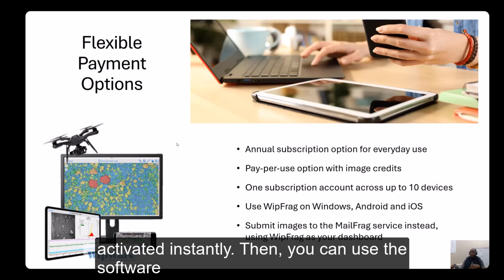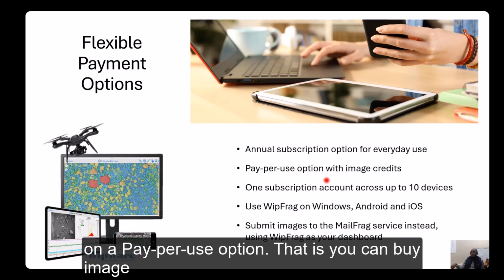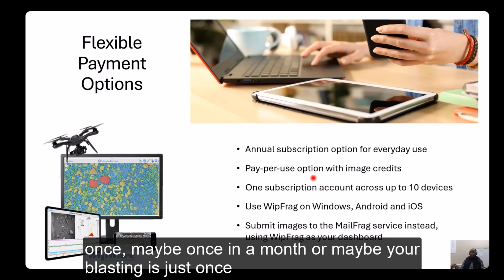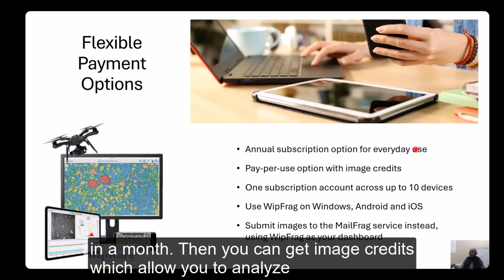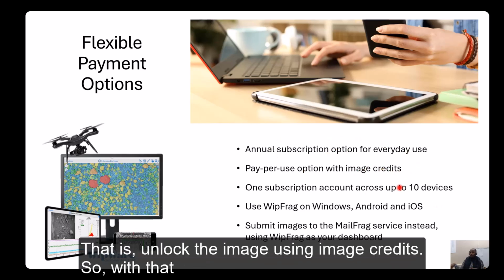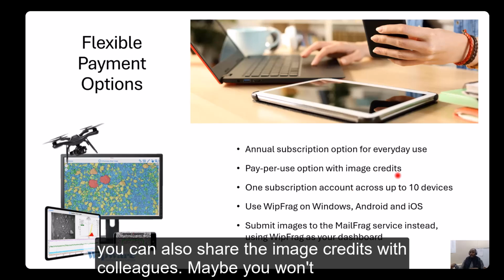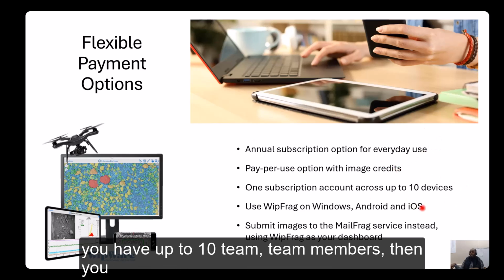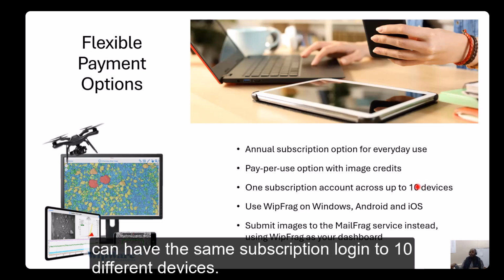Then you can use the software on a pay per use option. That is, you can buy image credits. Sometimes maybe you want to only use the software once in a month, or maybe your blasting is just once in a month. Then you can get image credits which allow you to analyze each image and pay with the image credits. That is, unlock the image using image credits. So with that, you can also share the image credits with colleagues. Maybe you won't be on site, you can share the image credits. But with the annual subscription, if you have up to 10 team members, then you can have the same subscription logged into 10 different devices.